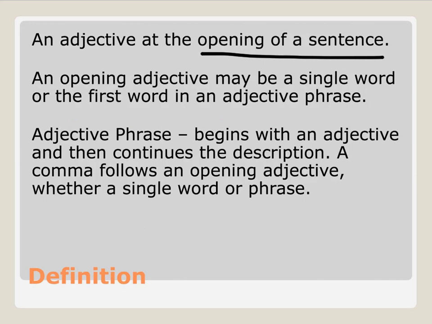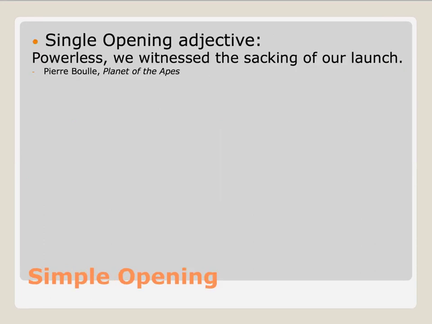An opening adjective can be a single word or the first word in an adjective phrase. An adjective phrase begins with an adjective and then continues the description. The important thing is that a comma is always going to follow an opening adjective, whether it's a single word or a phrase. That's the punctuation that you'll use after you use that opening adjective. So now we're going to look at examples.